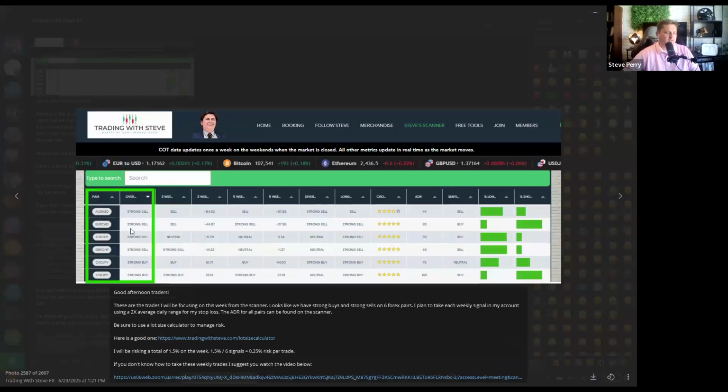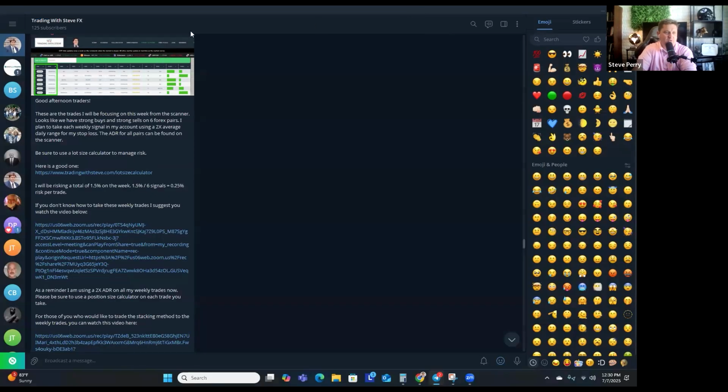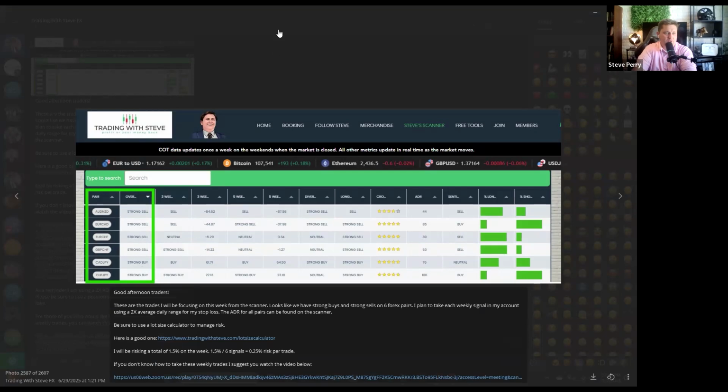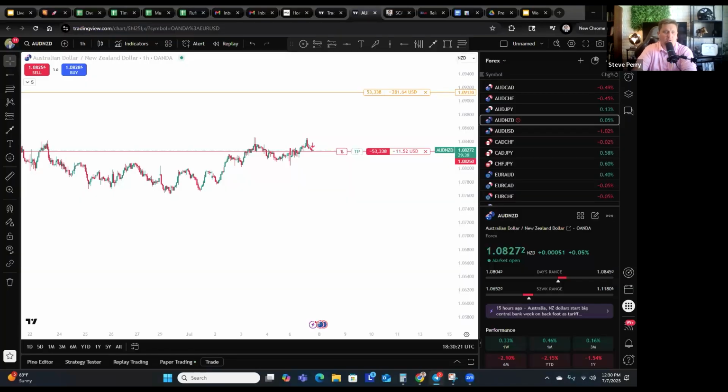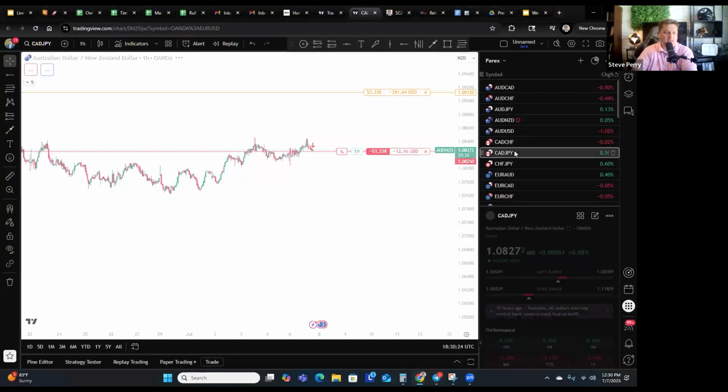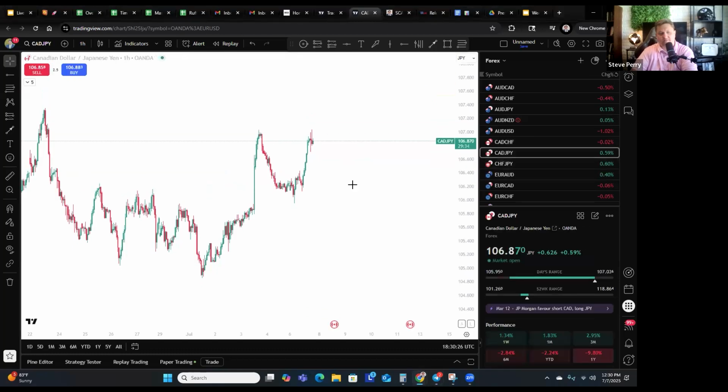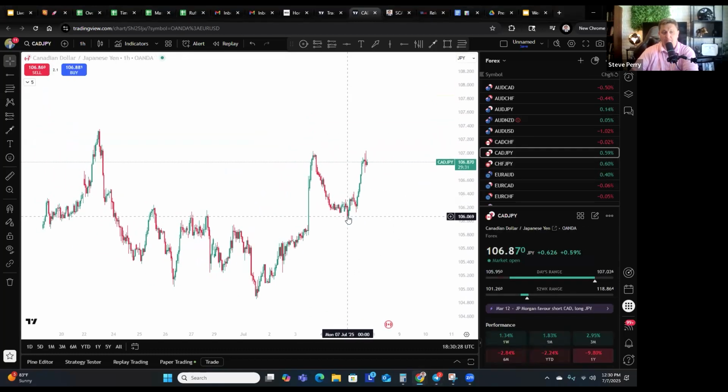So the next one is this Euro CAD. Actually, let's do a buy because I want to do an option. So let's do this CAD yen because it's a strong buy right here. Okay, CAD yen, strong buy. Let's pull that one up since we know that's one of the trades that we did take last week. And again, I'm just pretending I'm you guys, taking these trades at the beginning of the week.